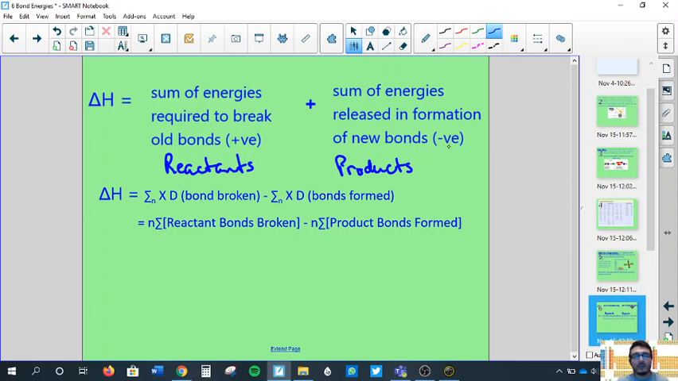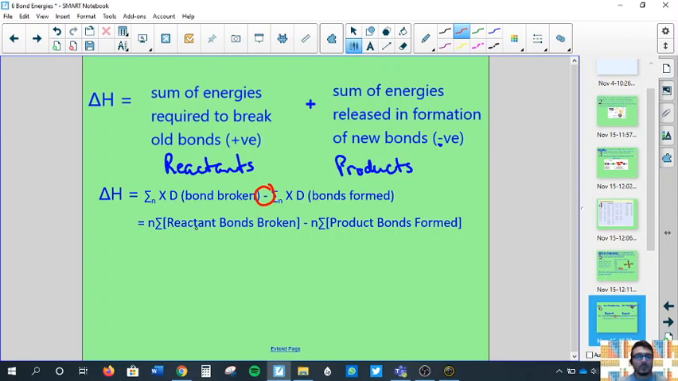Now the thing here is, because energy is released in the creation of these bonds, it's actually going to be a negative value. That means your real formula is going to look more like this. Enthalpy of your reaction is the sum of bonds broken minus the sum of the energy released when forming those bonds.